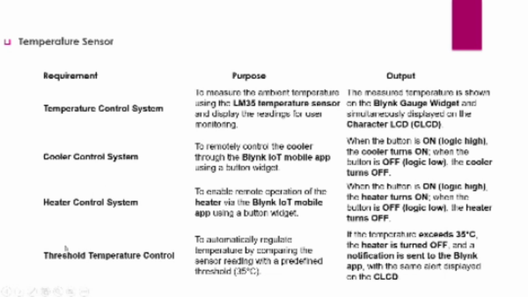Here I have put a threshold temperature control. If the temperature exceeds 35 degrees Celsius, the heater is turned off automatically and a notification is sent to Blynk IoT and also displayed on the CLCD.